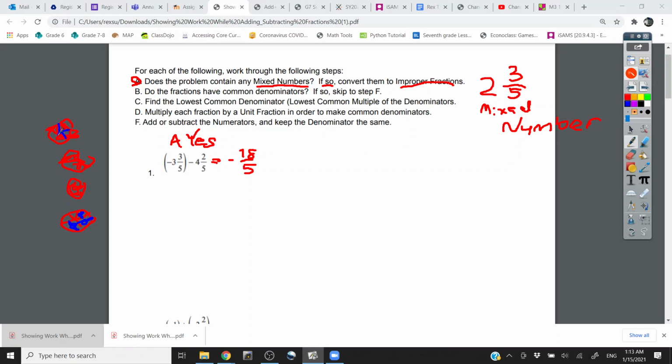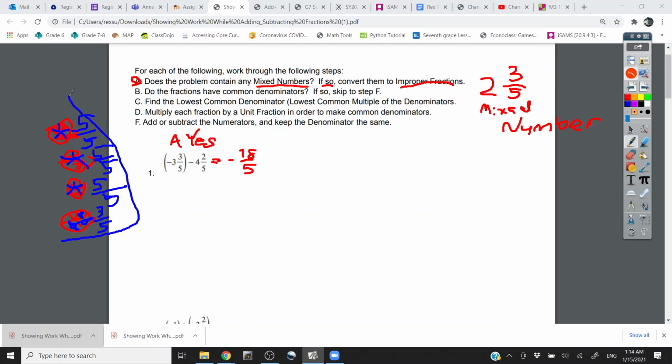So 2, 3, 4, 5. 1, 2, 3, 4, 5, and 2, 3, 4, 5. So here there are 5/5. Here there are 5/5. Here there are 5/5. And here there are 3 more fifths. All of these are fifths. So then how many total fifths do we have? Well, 5 and 5 and 5 are 15. And then 3 more makes 18/5.